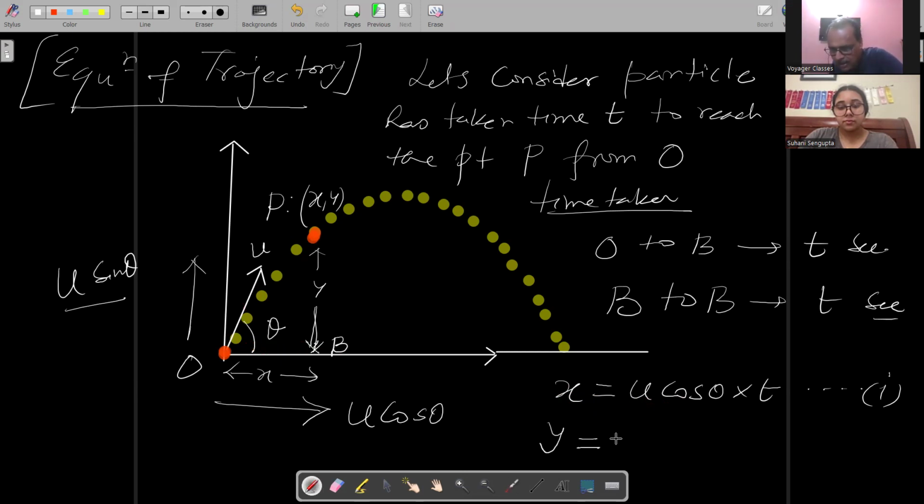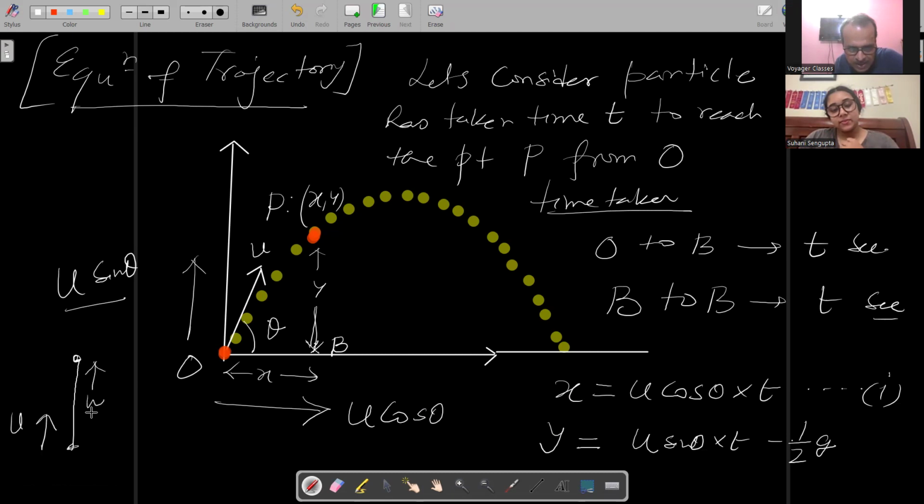Now take the vertical motion. What should we write? Can you tell me, up to this point, y is equal to what? U sin theta t minus... Okay, fine, I'm telling you. Suppose a body is moving in this direction, thrown with a velocity u, and suppose the height is h. If it takes time t to reach this point, then h is equal to ut minus half g t square, correct? So here it will be t square.